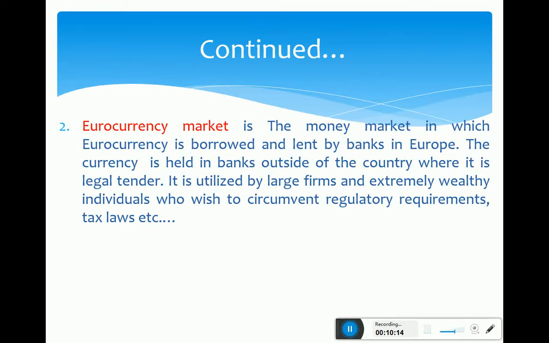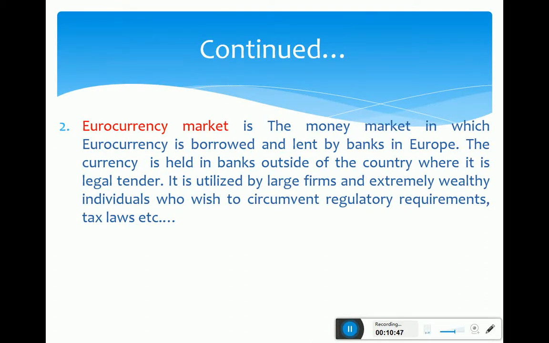Or similarly, if German currency is legal tender in Germany, it's kept outside Germany, in other European countries. They are held by the banks and lent out and accepted as deposits. It's utilized by large firms and extremely wealthy individuals who wish to circumvent regulatory requirements and tax laws.